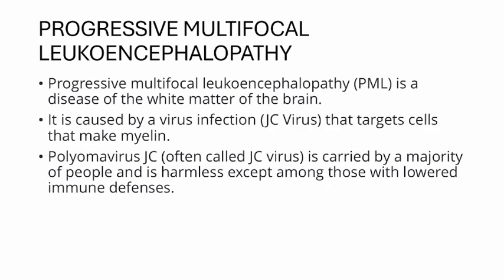So, starting with progressive multifocal leucoencephalopathy. Progressive multifocal leucoencephalopathy, PML, is a disease of the white matter of the brain. It is caused by JC virus. JC virus is a polyoma virus. It targets cells that make myelin. What are the target cells that make myelin? They are oligodendrocytes.